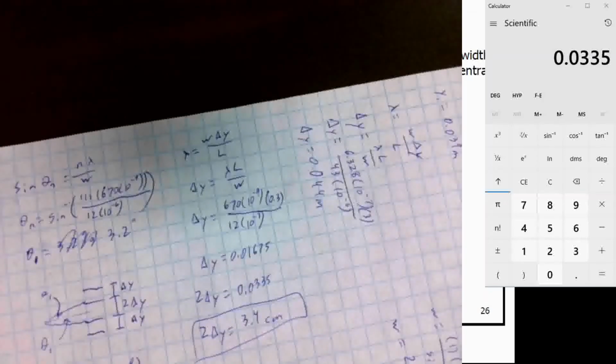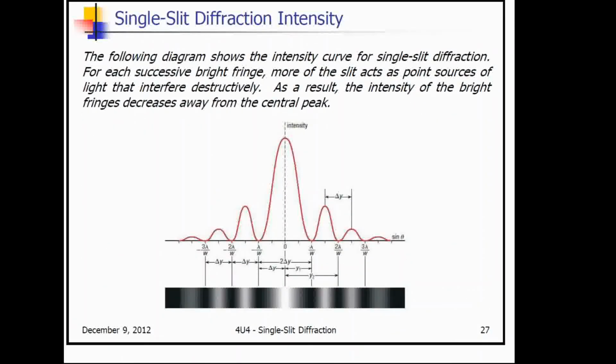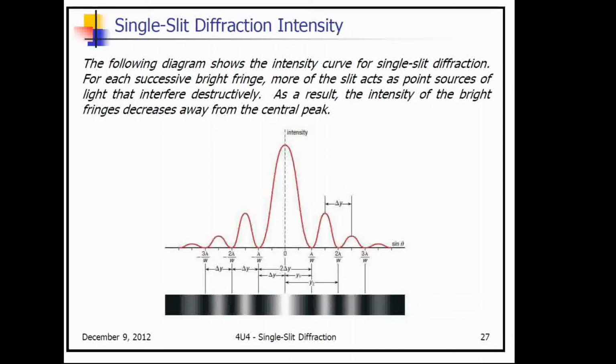Okay, now turn that off and this off, and we'll move on to intensity. Now the following diagram shows the intensity curve for single slit diffraction. So as we were saying, the intensity of each of these bright fringes decreases as we go along, and we have this waveform here that is very intense in the middle, and these next few humps are less intense.